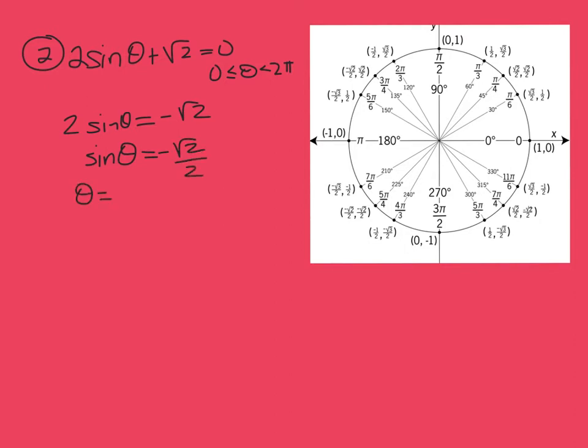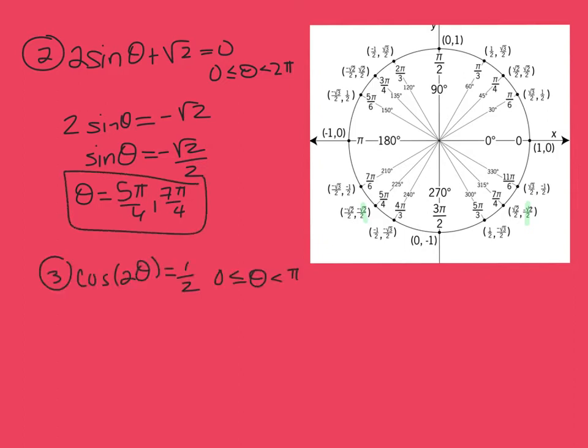Now you're just going to look on your unit circle and see if you can find the places where your sine value is negative radical 2 over 2. And that occurs at 5 pi over 4. And it also occurs at 7 pi over 4. Once again, we don't need to worry about 2k pi, because we have been given a domain that's on the unit circle, which is really nice.